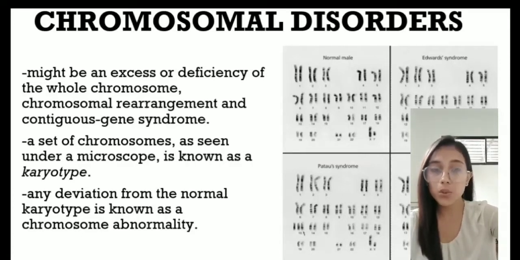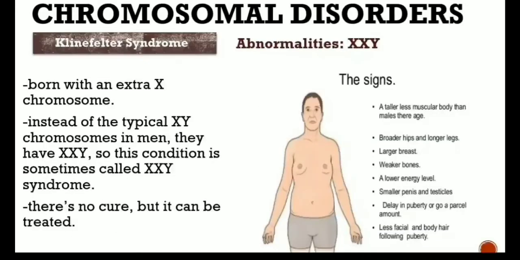Chromosome abnormalities commonly occur when there is an error in cell division, resulting in cells with too few or too many copies of a chromosome. An error in cell division called non-disjunction results in reproductive cells with an abnormal number of chromosomes.